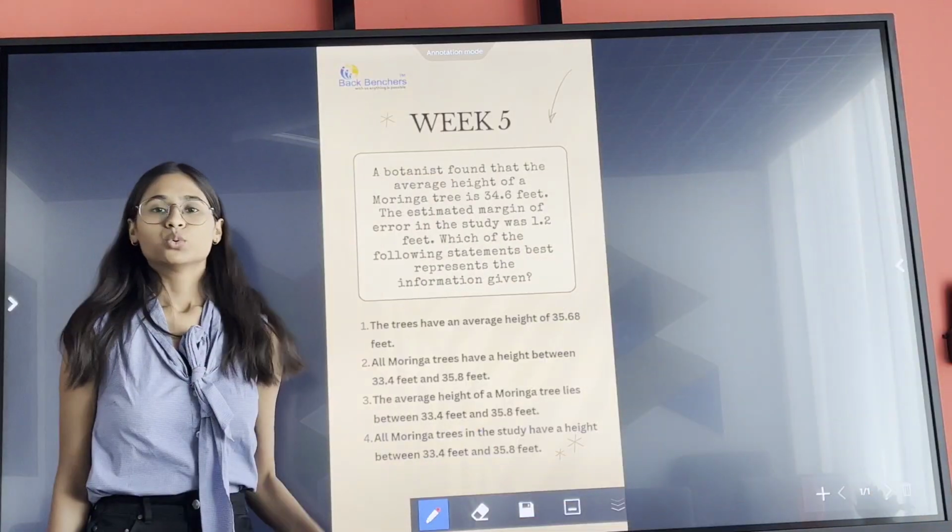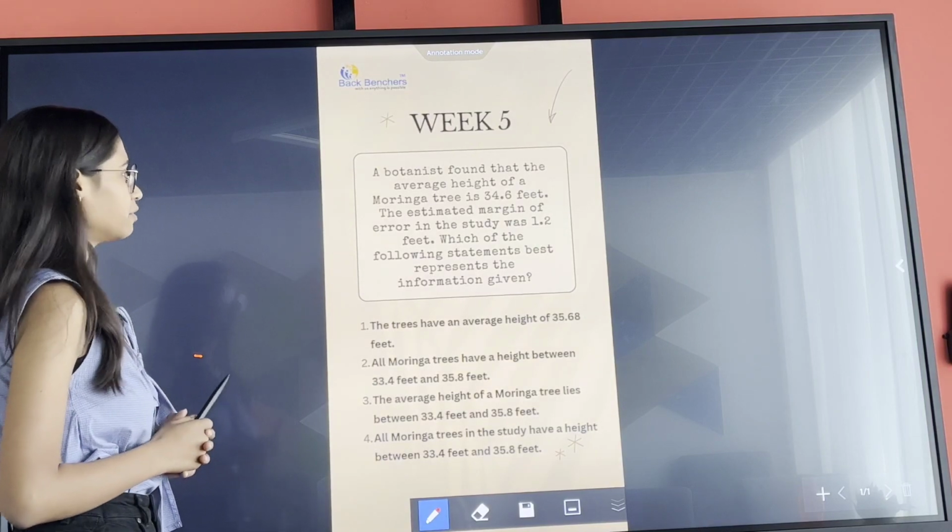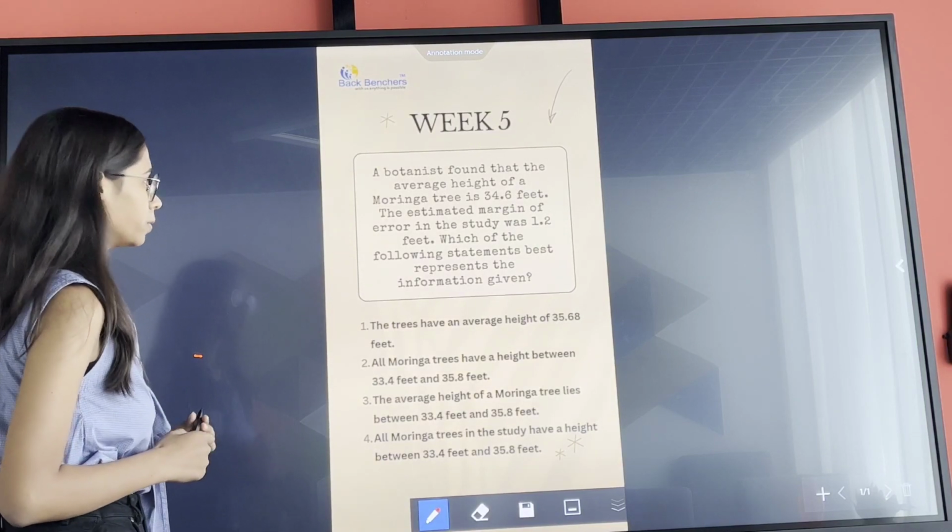Okay. So this is our third question. The question is saying a botanist found out that the average height of a moringa tree is 34.6 feet.